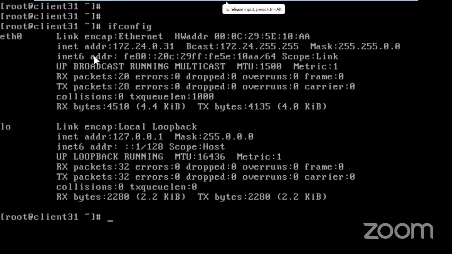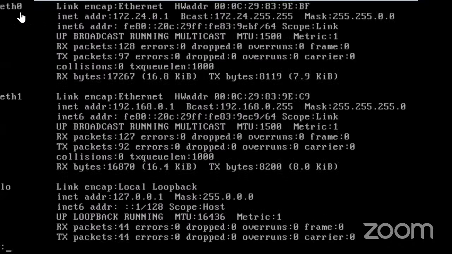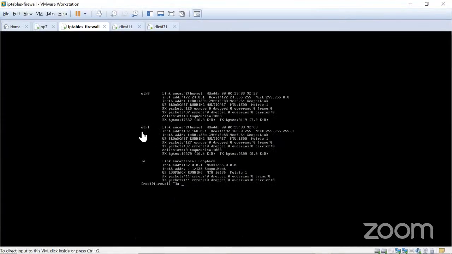Now this is my IP tables firewall. Because this is a firewall, it is connected with 2 networks. So in my case, I have placed 2 LAN cards there, ETH0 and ETH1. If you look carefully, this one has the address 172.24.0.1 and this one has the address 192.168.0.1.